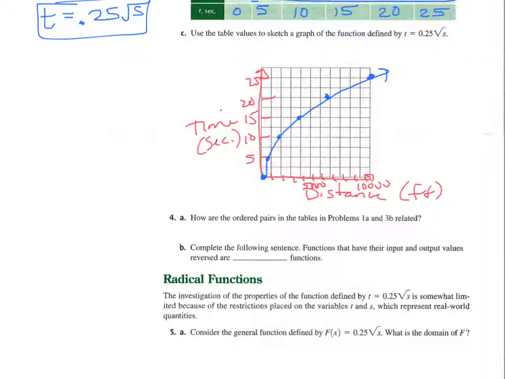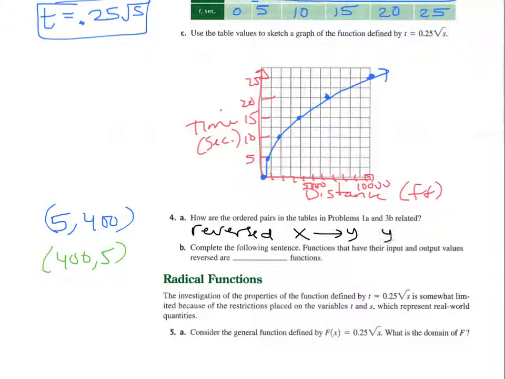If you look at each ordered pair, on the first table we have the ordered pair 5, 400. And on this one, we have the ordered pair 400, 5. So how are they related? These two ordered pairs are reversed. The x became the y and the y became x. Functions that have their inputs and outputs reversed are what we call inverse functions.